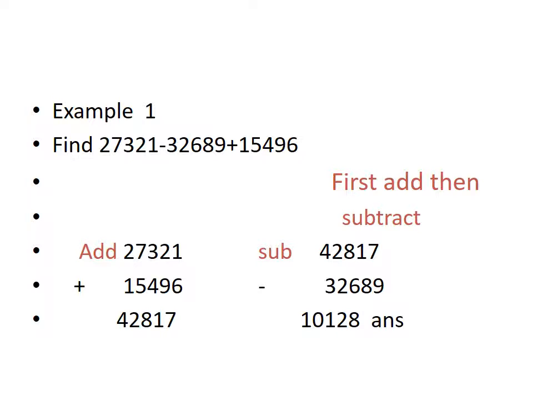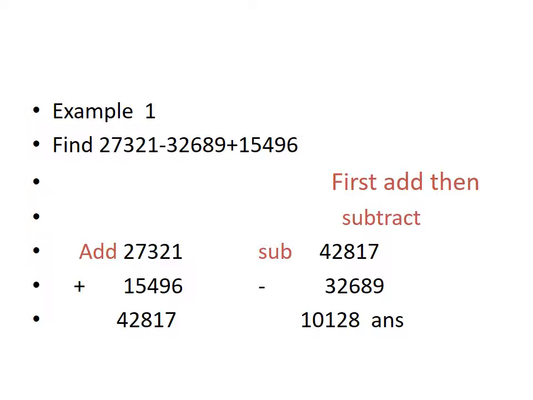6 plus 1, 7. 9 plus 2, 11, carry 1. 4 plus 3, 7, plus 1, 8. 7 plus 5, 12, carry 1. 2 plus 1, 3, plus 1, 4. Answer is 42817. Now subtract 32689 from the sum.